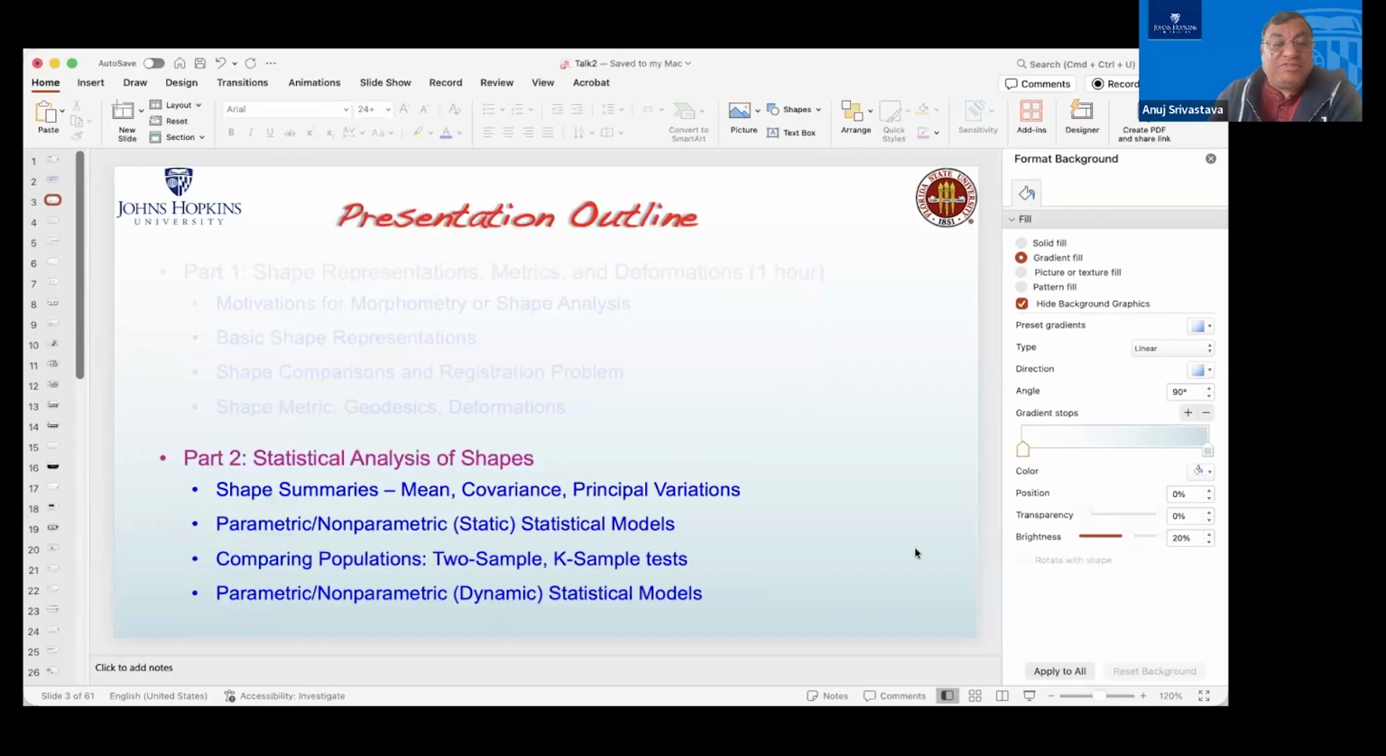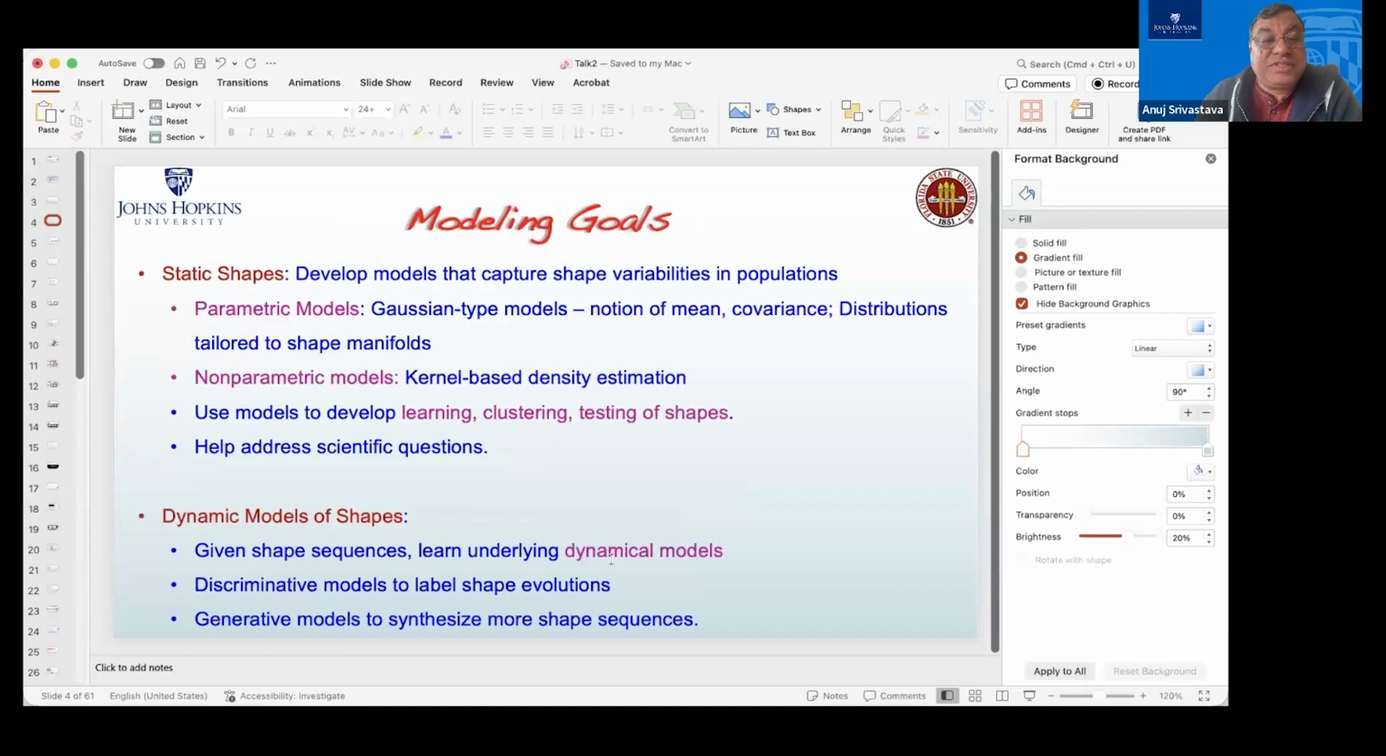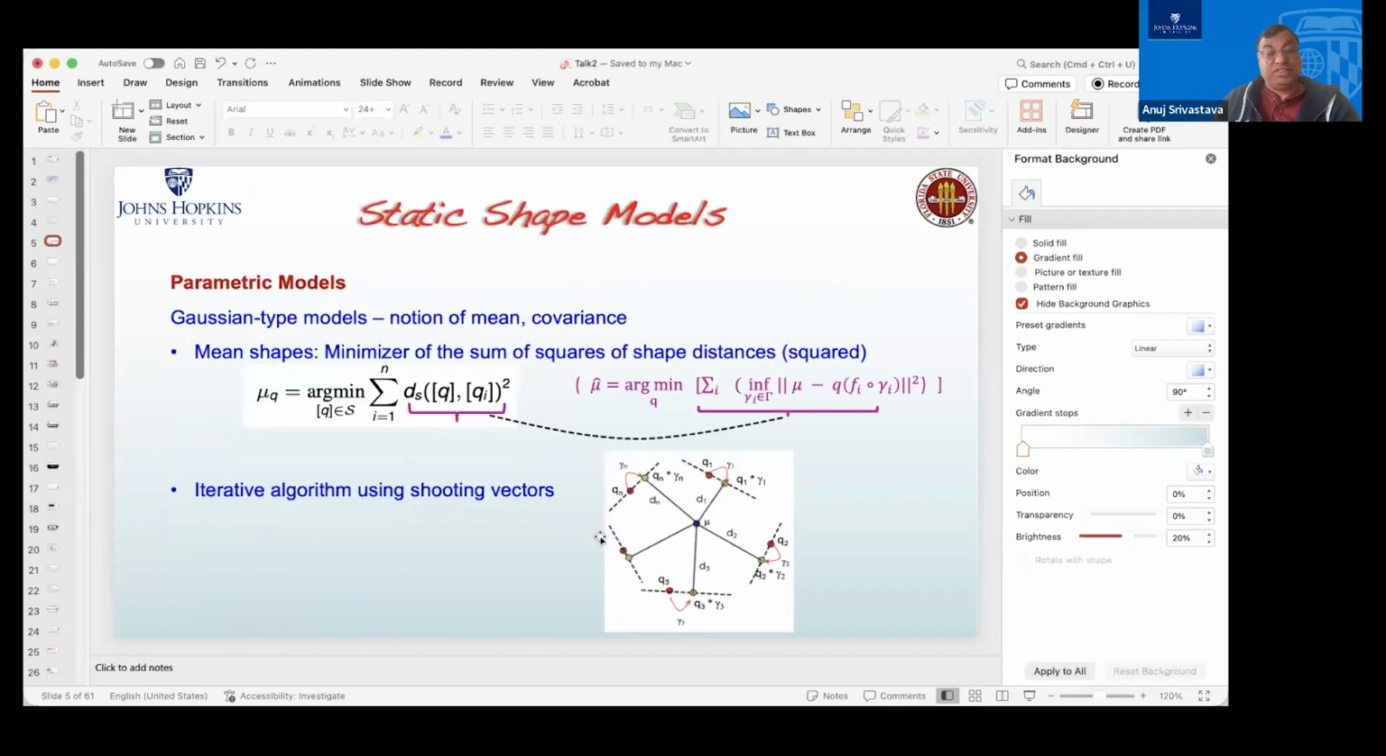So this is where I am. I want to start talking about statistics. I will talk about static shapes, single shapes: how to compute shape summaries, put statistical models, and compare populations. You have a population with treatment and a population without treatment, and how to do the significance test between shape populations, and then finally how to model these dynamical shapes. All right, so maybe this can be skipped. I've mentioned the goals that I want to have. These are a little bit more detailed.